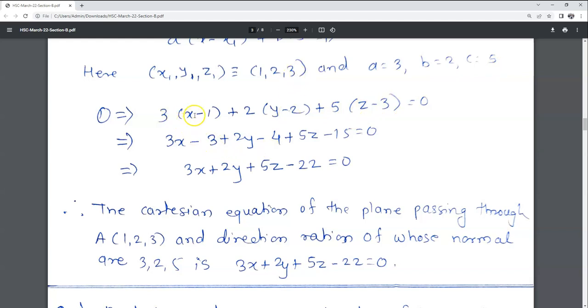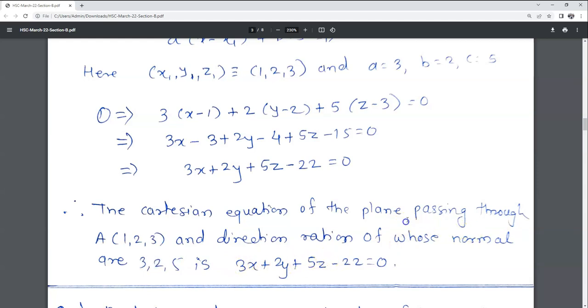Now 3 into x, 3x minus 3, 2y minus 4, 5z minus 15. So 3x plus 2y plus 5z, and minus 3 minus 4 is minus 7, minus 7 minus 15 is minus 22. So 3x plus 2y plus 5z minus 22 is equal to 0. This is the equation of the required plane which passes through the point (1, 2, 3) and whose direction ratios of the normal are 3, 2, 5.